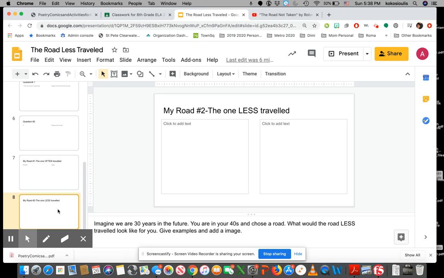Now, I just used a terrible example about Mars, right? Don't make it a crazy example like that, because that hasn't happened. Make it realistic. Okay, so make the road less traveled realistic. Don't add time travel and all that kind of goofy stuff in there. And then once you're done with that, you just turn it in.